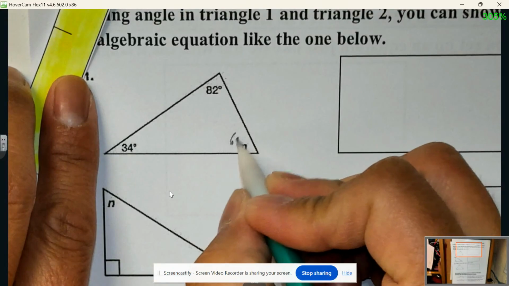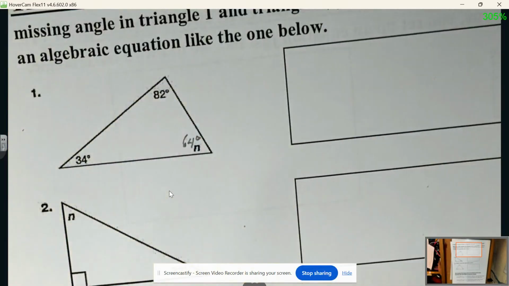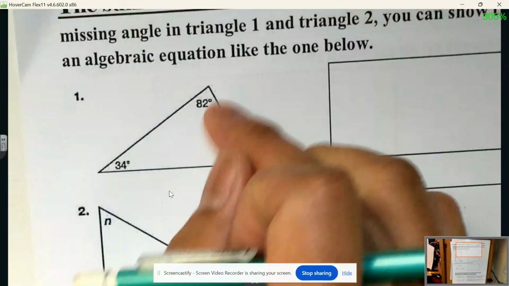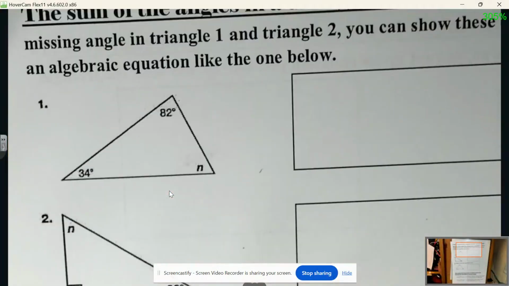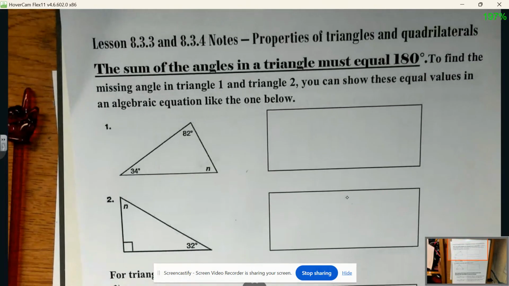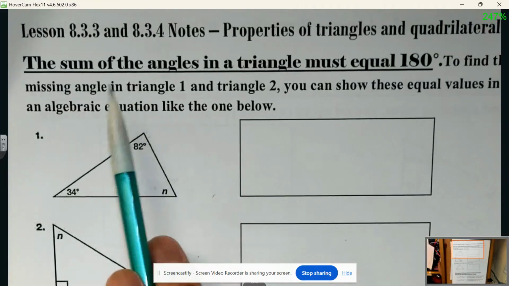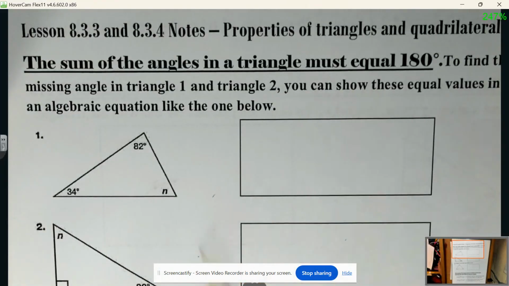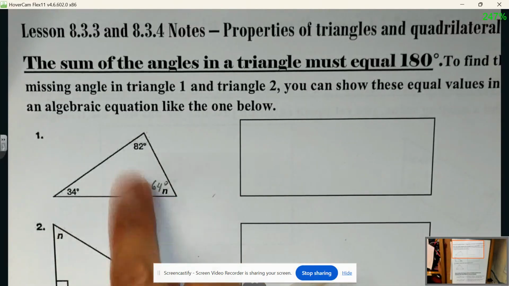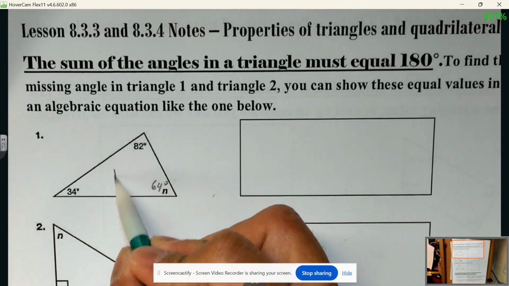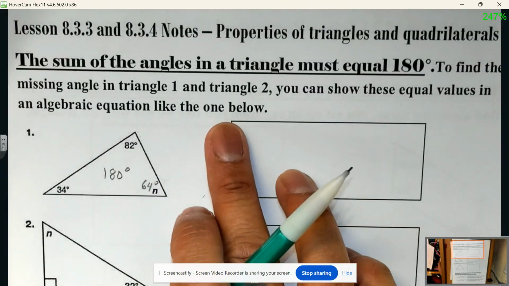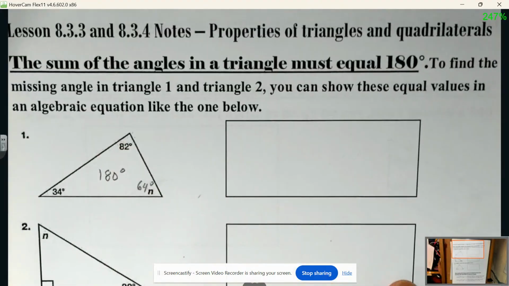So what if we were to have to solve this without using a protractor? Because sometimes the angles aren't going to work out with the protractor just because of formatting issues or whatever. So if we were to try to solve this without a protractor, we got to remember this rule. The sum of the angles of all triangles must equal 180. So we measured this to be 64. 64 and 34, that's 98. 98 plus 82 is 180 degrees. So we can find a missing angle in these triangles by using an algebraic equation.